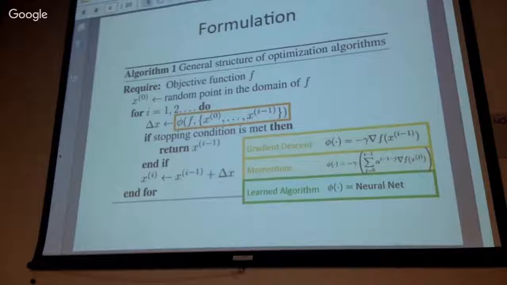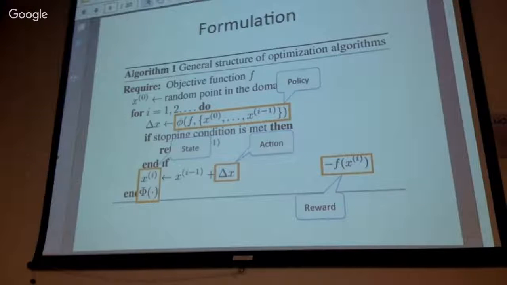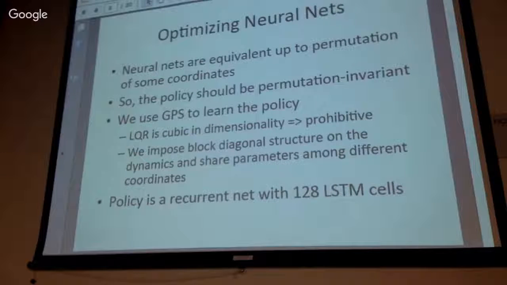Right. So this is a very simple formulation. Basically, we're looking at any existing unconstrained optimization algorithm. The only difference between different algorithms is that they use different update rules, and we just replace that update rule with a neural net. So that's basically, you can consider it as a policy. You can consider the state to be the iterate and some other features. The action will be the step vector, and the reward will be the minus of the objective value, if you want to minimize your function.